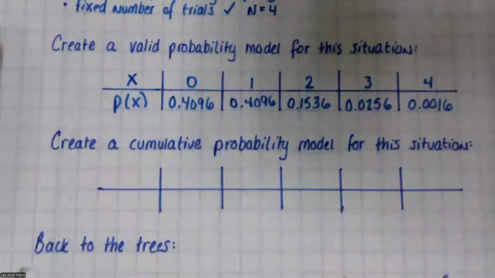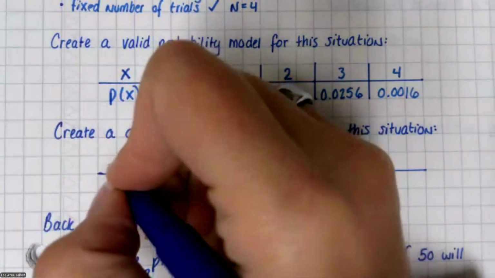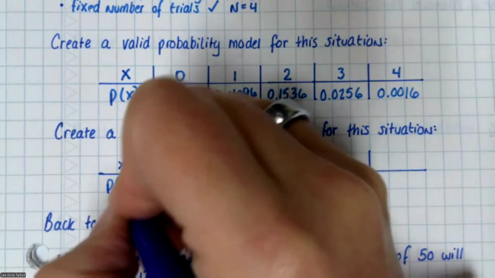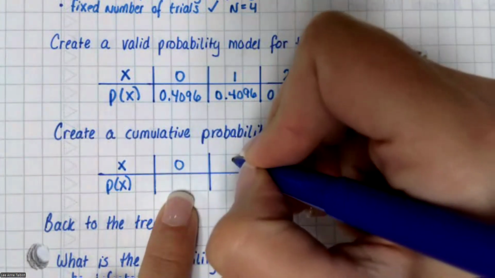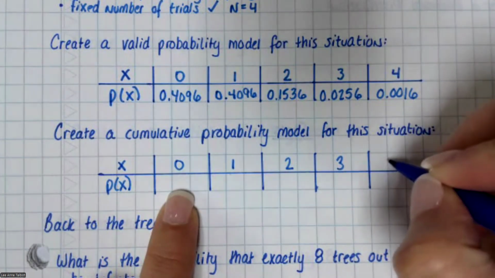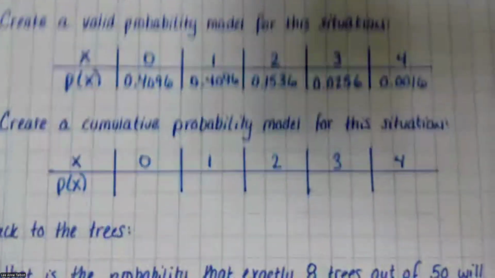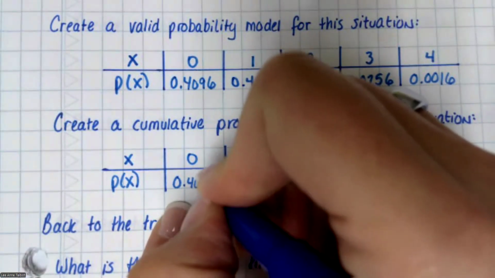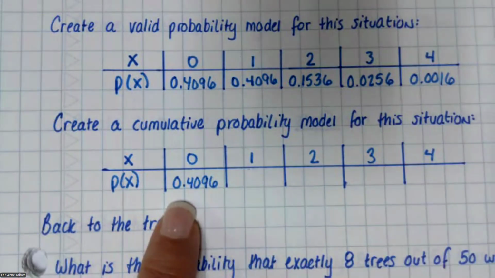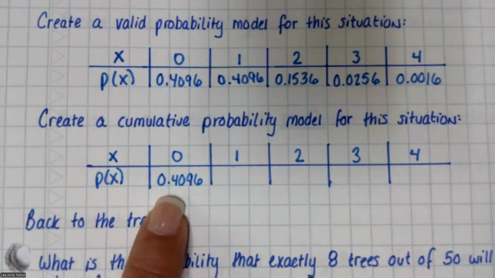Okay. Now we're going to create a cumulative probability model. So cumulative, again, if you remember, is adding them all up as you go. So the outcomes are the same. We're going to go slow because I want to make sure you understand what you're doing. So the first box is just the probability of getting 0 correct, which is 41%, which makes sense to me. It could be really hard to get any of them correct if I don't know any of the answers.